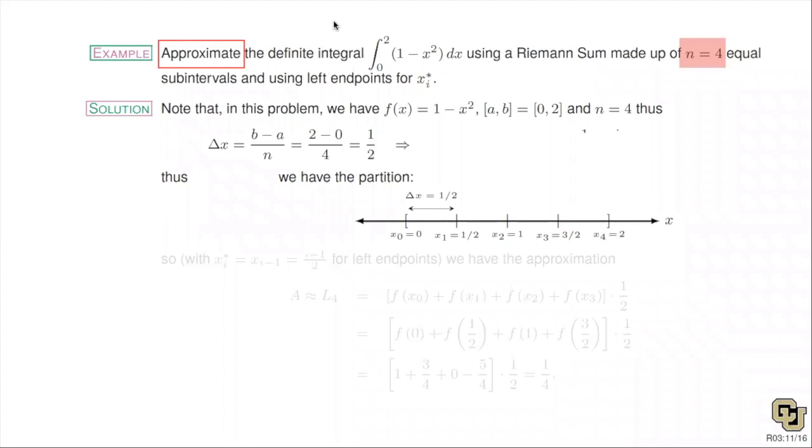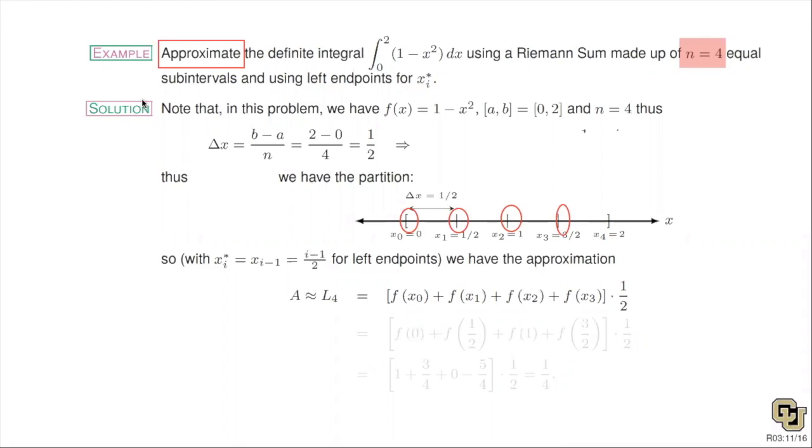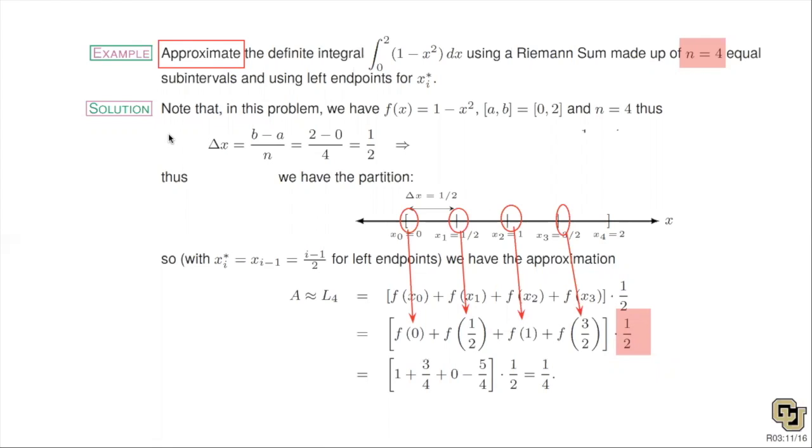Once I know my partition, I can just look now and pick out the left endpoints. Here's the left endpoint of the first subinterval, left endpoint of the second subinterval, left endpoint of the third subinterval, left endpoint of the fourth subinterval. And now I'm just doing height times width. And so here's my height at 0, height at 1/2, height at 1, height at 3/2 times the width. And then I'm finding the answer.